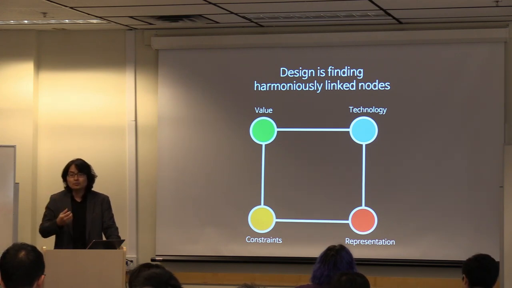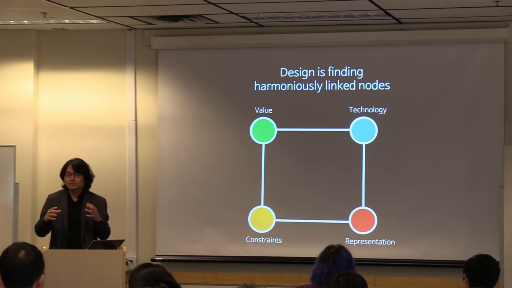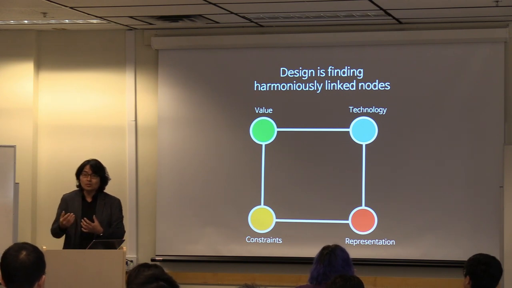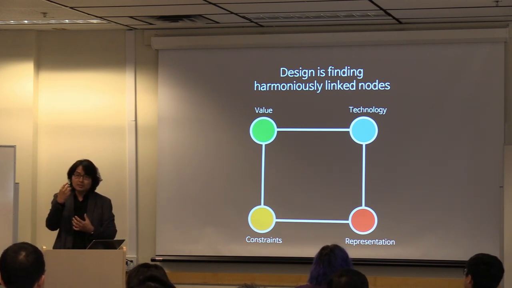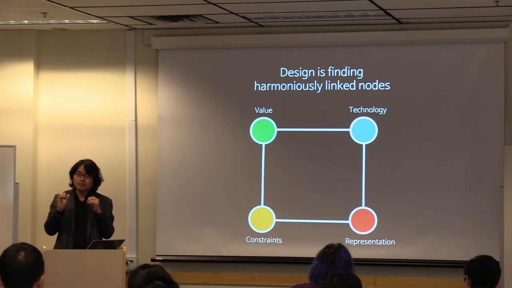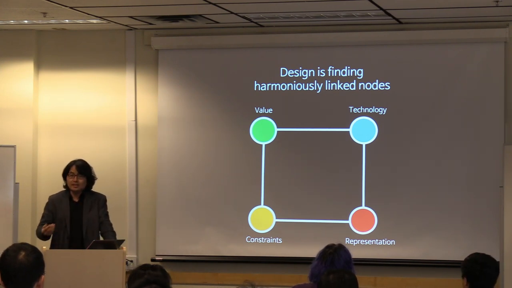These four elements, I thought, are that design is usually design for people, design for business, and design for technology. And also representation is the key. So if we have those four beads and they're connected together, then probably we can come up with a good design. That's what I now explain design is about and also how design works.